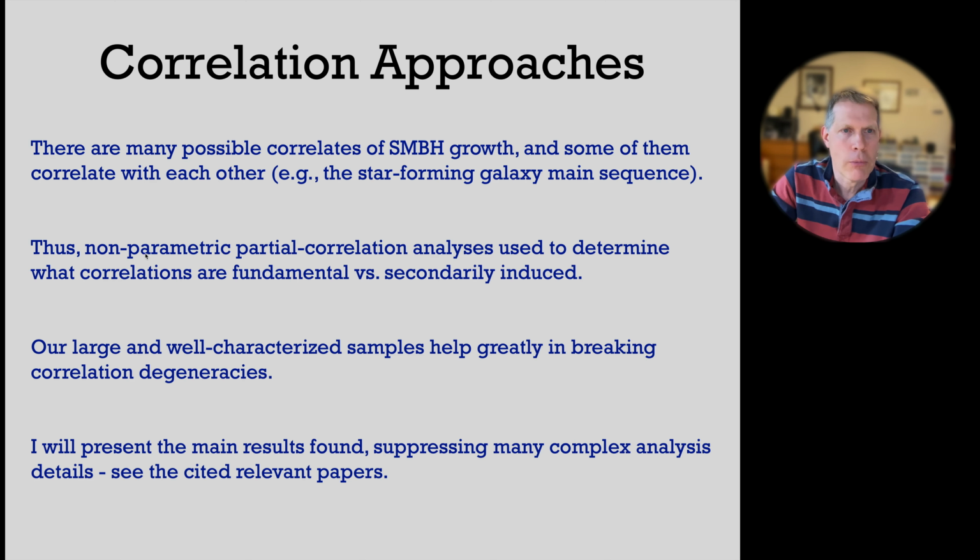To do that, we perform non-parametric partial correlation analyses to determine which correlations are truly fundamental versus which ones are just being secondarily induced. And our large and well-characterized samples that I've already described help greatly in breaking correlation degeneracies. So what I'm going to do now is present some of the main results that we find for connections between galaxy properties and black hole growth, and I will suppress many complex details of the analysis, and you can see the papers that I will cite for many of the important details if you're interested.